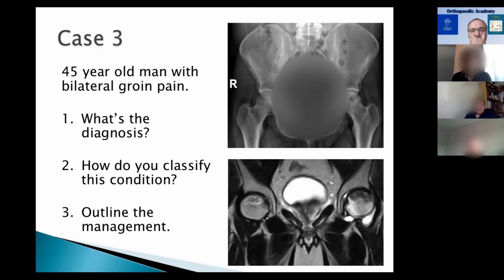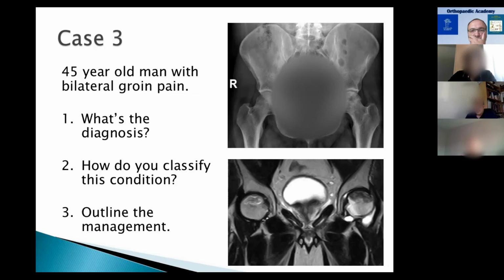So what would you consider doing for this chap? So in terms of management, on the left hand side, there is subchondral collapse already present. So we could go for. Let's say that on the left side it's not quite collapsed. Yes. Maybe pre-collapse stage. Yeah.